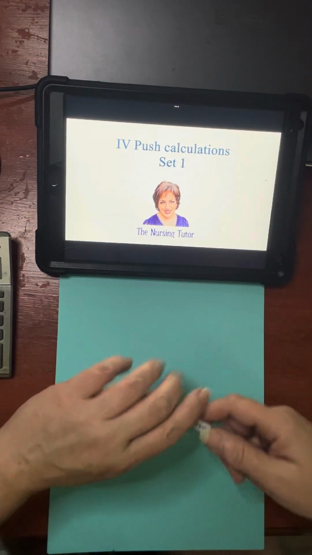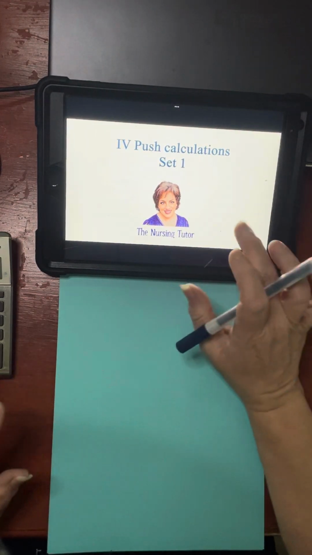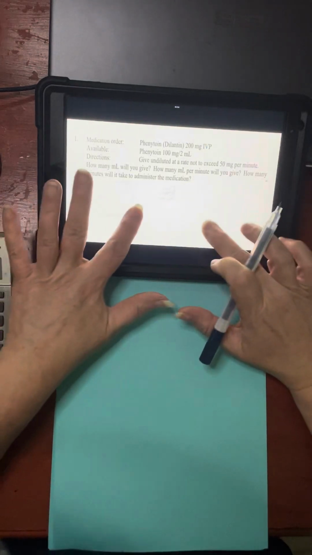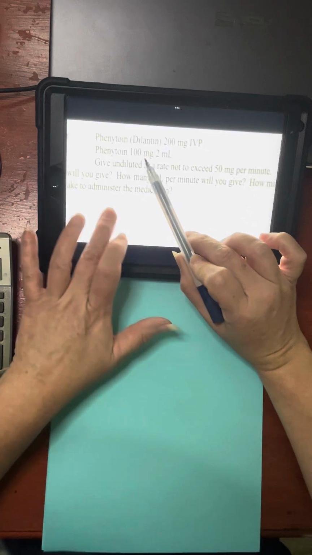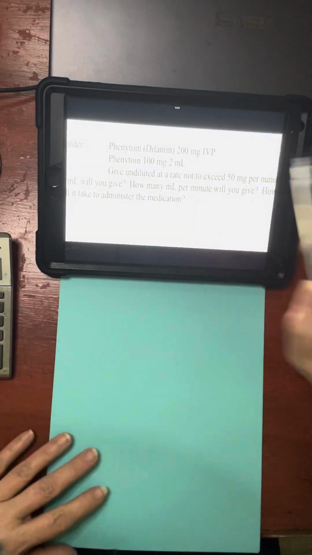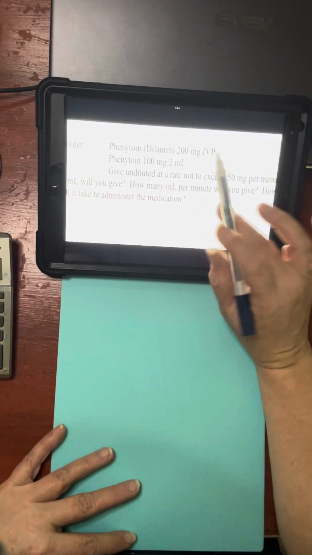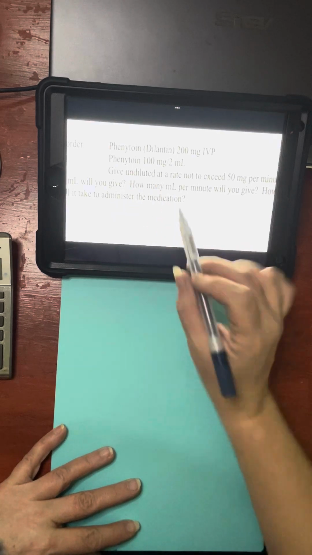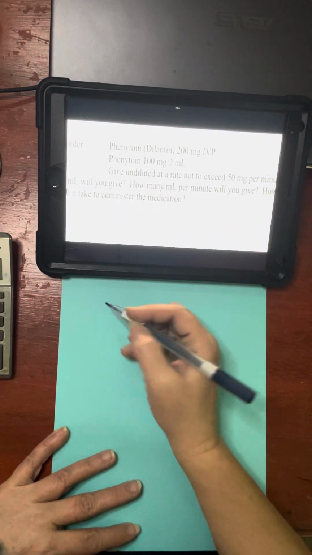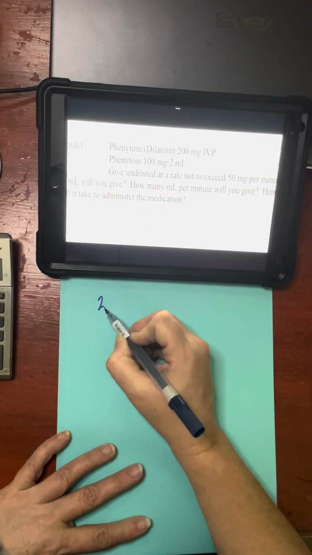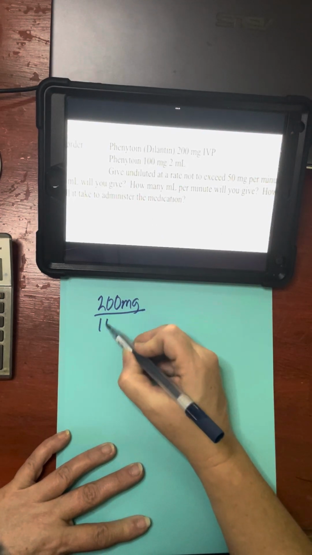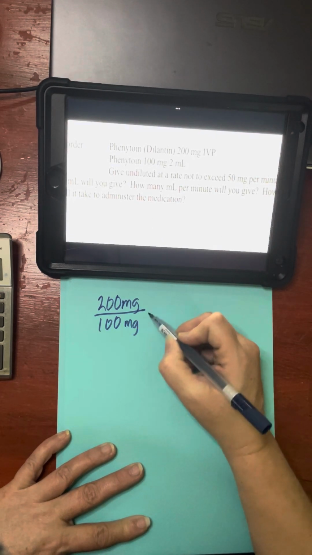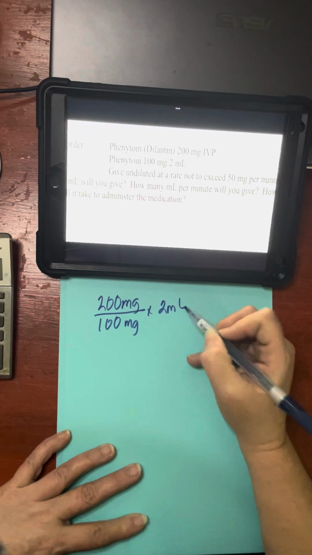You want to do some IV push calculations? Okay, calm down. All right, so look, this one says the order is for phenytoin Dilantin 200 milligrams IV push. And what we have is 100 milligrams per 2 milliliters. So what he wants is 200 milligrams. What we have is 100 milligrams per 2 mLs.